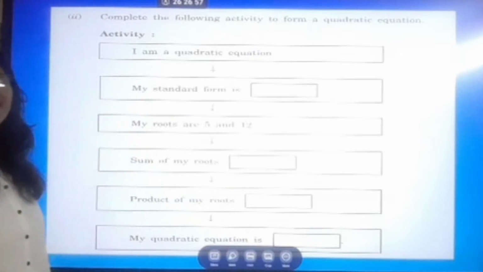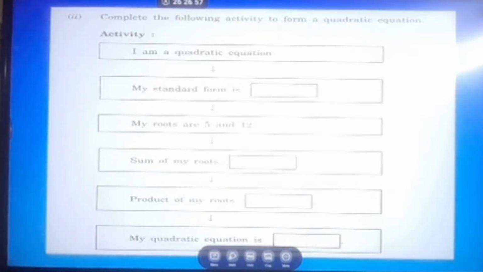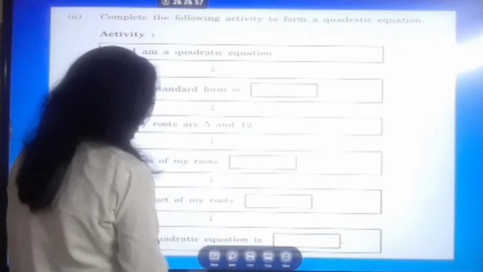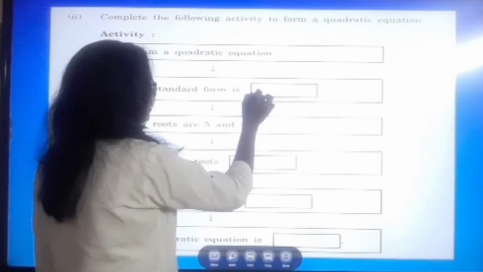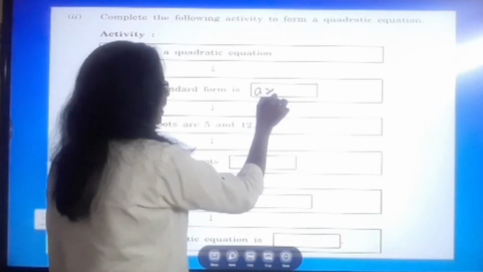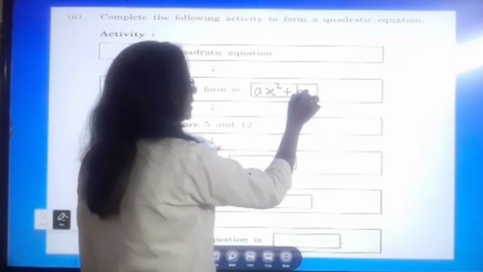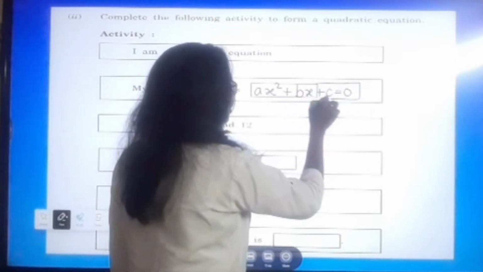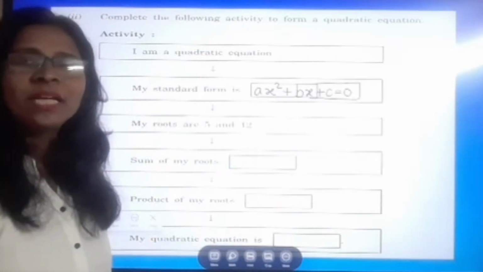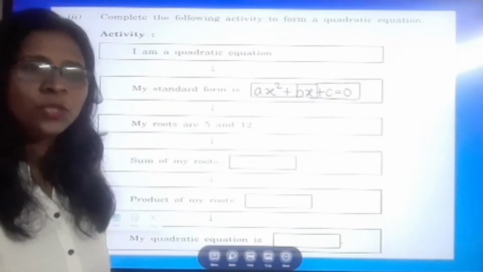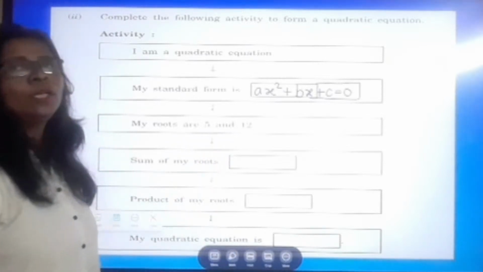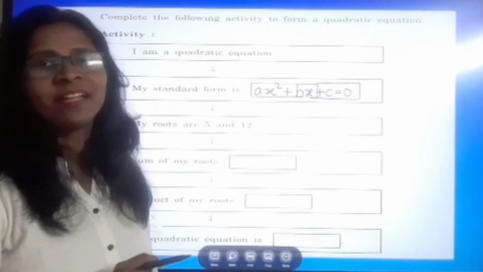So here, students, the standard form of the given equation is ax square plus bx plus c is equal to 0. We write ax square plus bx plus c is equal to 0. Then here, students, my roots are 5 and 12.